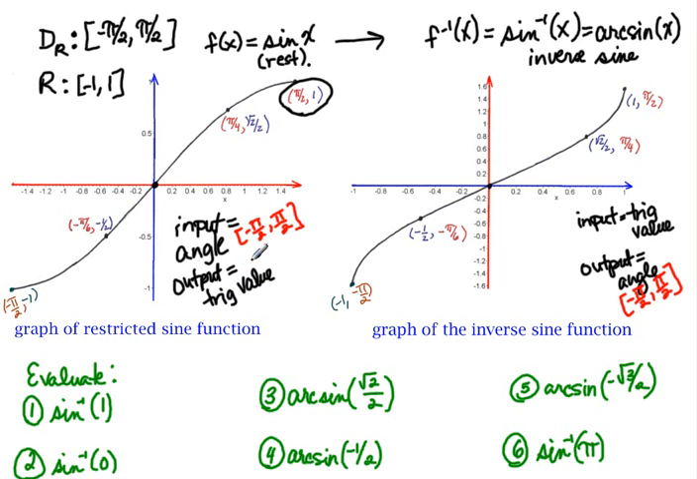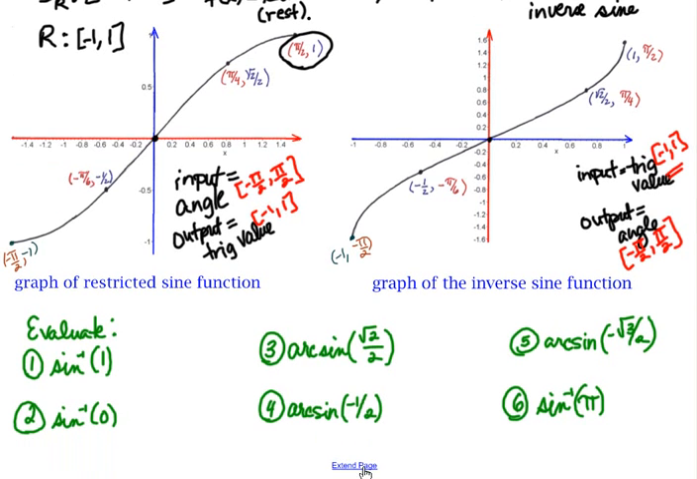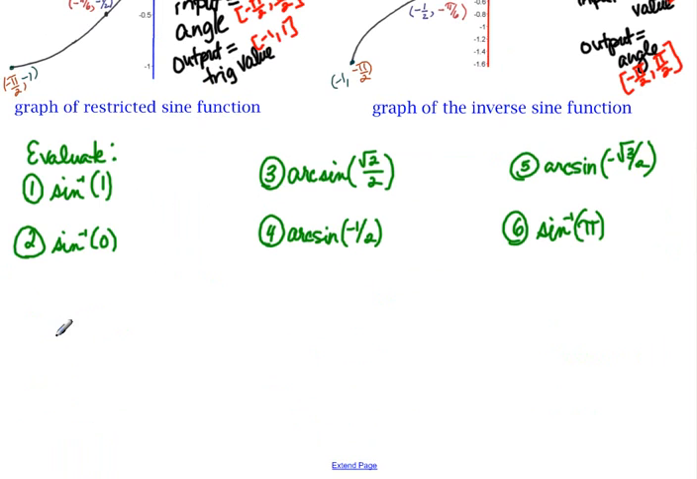Now, the trig function, when we figure that out and find the sine of it, our output value is between negative 1 and 1, right? Well, that means the input into the sine inverse has to be between negative 1 and 1. It does not make sense to have an input into the sine inverse function to be outside of the negative 1 to 1.